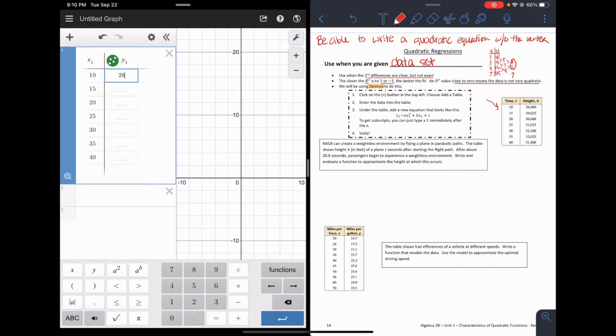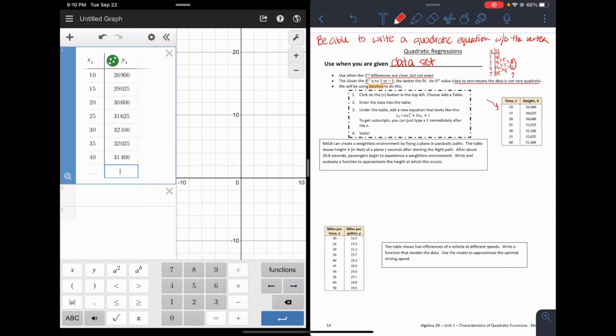So 26,900, 29,025, 30,600, 31,625, 32,100, 32,025, 31,400. And we can kind of see that these data points start off in the 26,000s, they go up, up, up, up, up, and we get up to 32,025, and then we go down to 31,400. So it's definitely having that parabola shape.